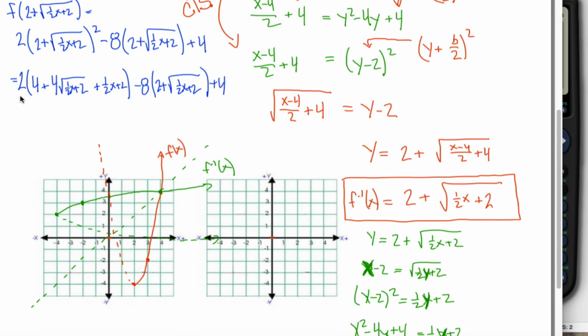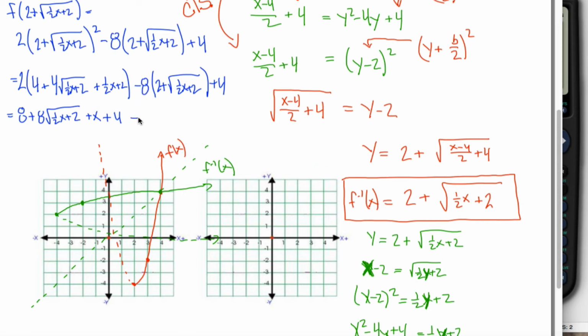I'd like to combine like terms. Maybe take this 2 and distribute it through, and take this -8 and distribute it through. If I take the 2 and distribute it through, I get 8 plus 8 of these square root of 1/2 x plus 2 things. 2 times 1/2 x would just be x. 2 times 2 would be 4. And I took this 2 and distributed it to all 4 terms in these parentheses.